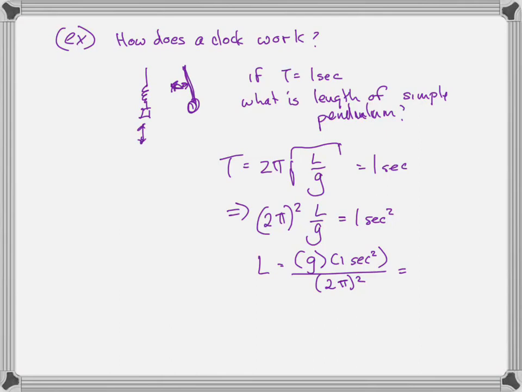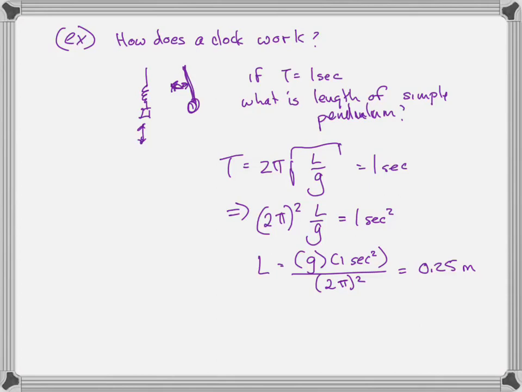Whoops, hold on a second. I had to think about my units. Since g is 9.8 meters per second squared, the second squareds cancel and we're left with meters. So the units work out. Let's go ahead and plug in. And the answer is 0.25 meters. So all I need is a quarter of a meter of string with a mass on the end, and that should be a good clock.